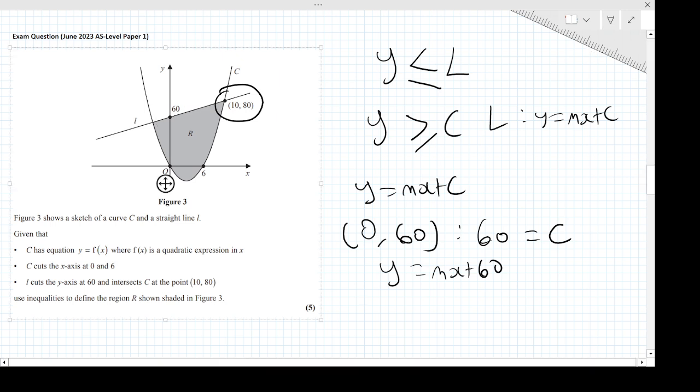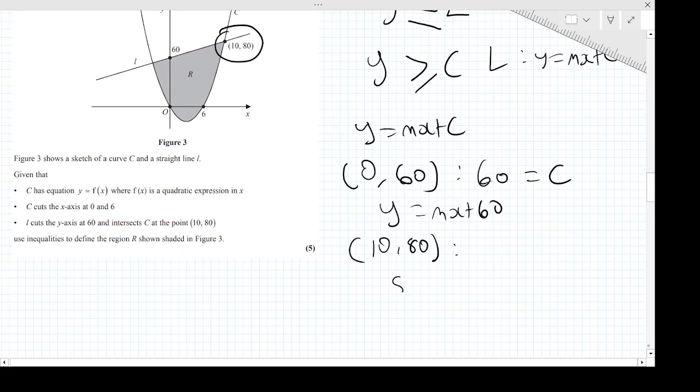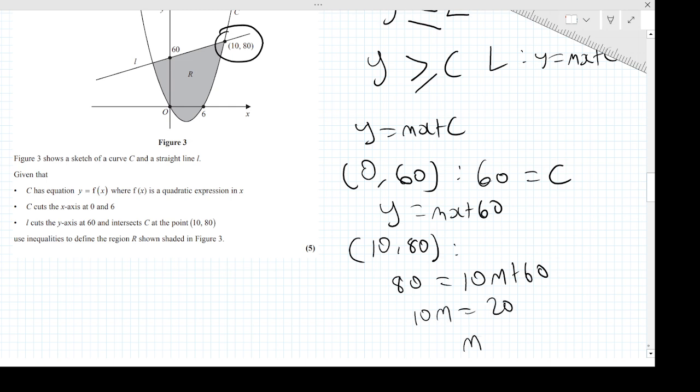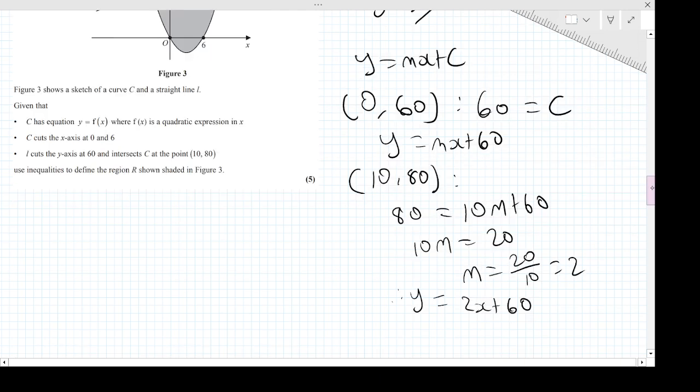We have mx plus 60, then we know the other point on the line is (10, 80). So I'm going to substitute that point in as well. So y is 80, and x is 10, so it's going to be 80 equals 10m plus 60. Then we need to find m. So 10m is going to be 20, moving the 60 to the other side. That means m is going to be 20 over 10, which is 2. Therefore, our line is y equals 2x plus 60. Cool. So that's our line. So that means y has to be less than or equal to the line.